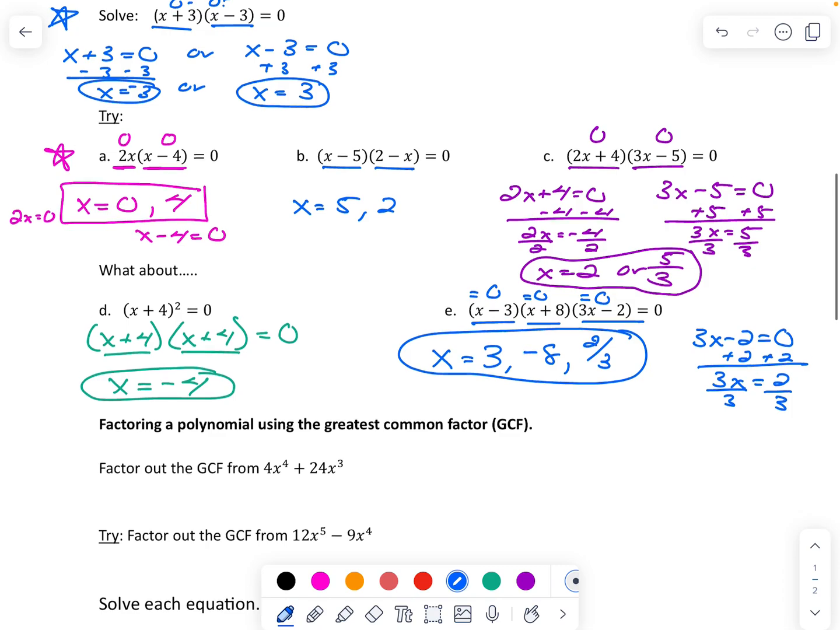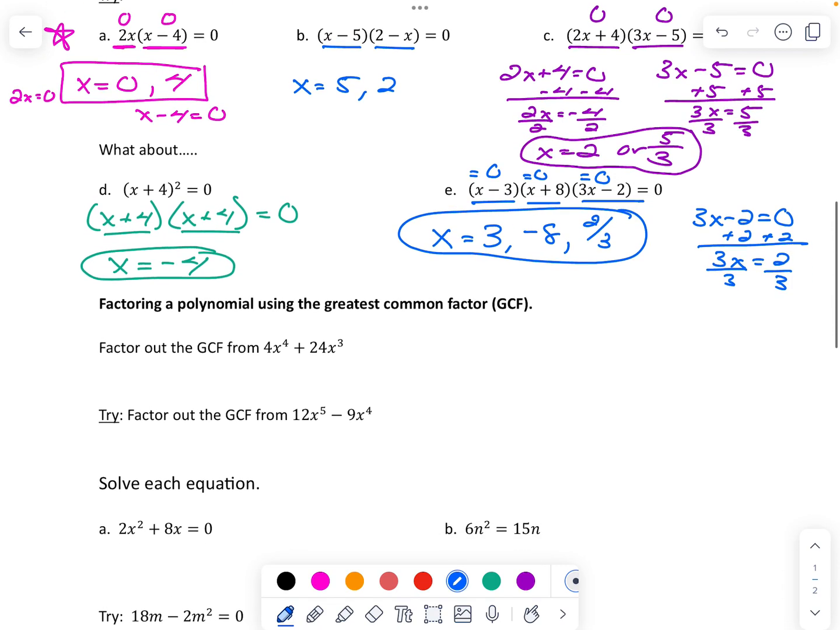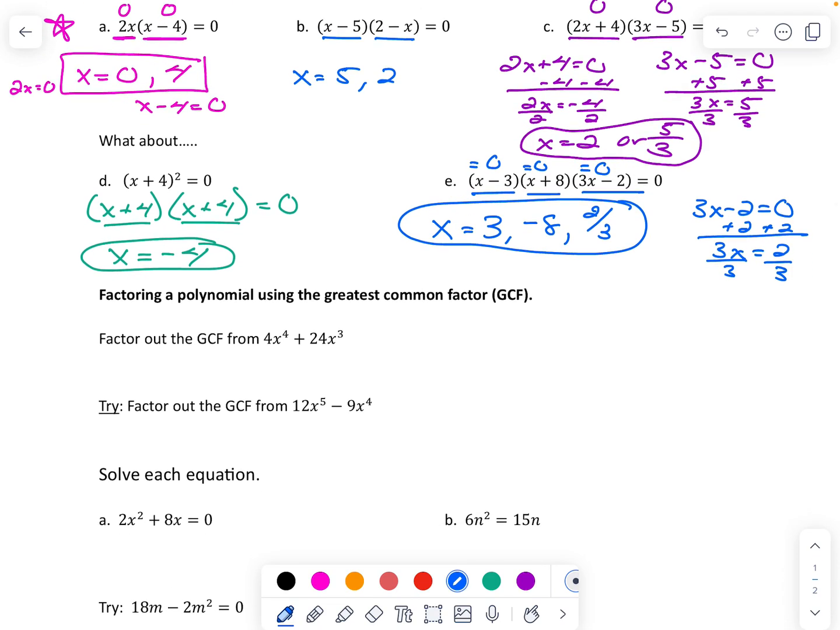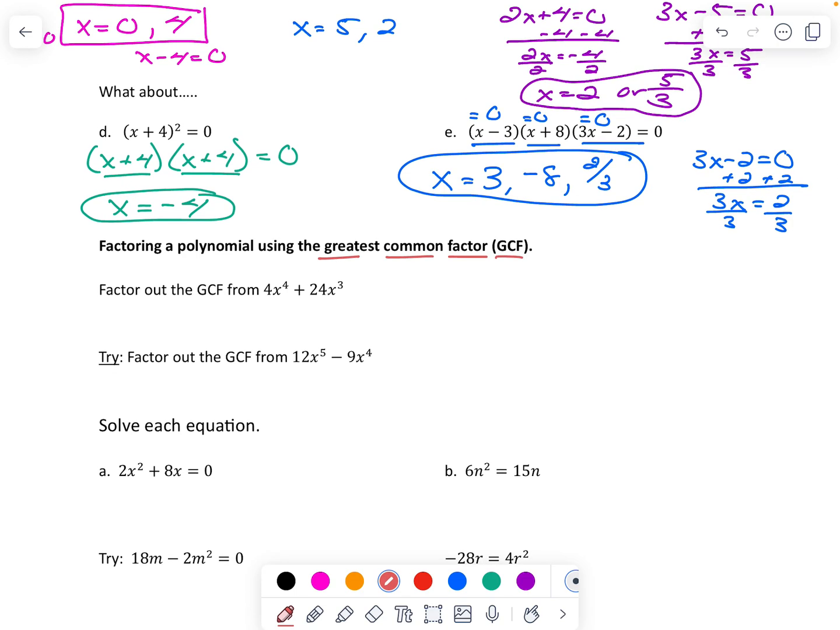Now, in addition to solving equations that are already factored, we're going to do a little bit of factoring ourselves, at least factoring out the greatest common factor, abbreviated GCF. So when we look at our first example here, factor out the greatest common factor from 4x to the 4th plus 24x cubed. We have to look at each part.